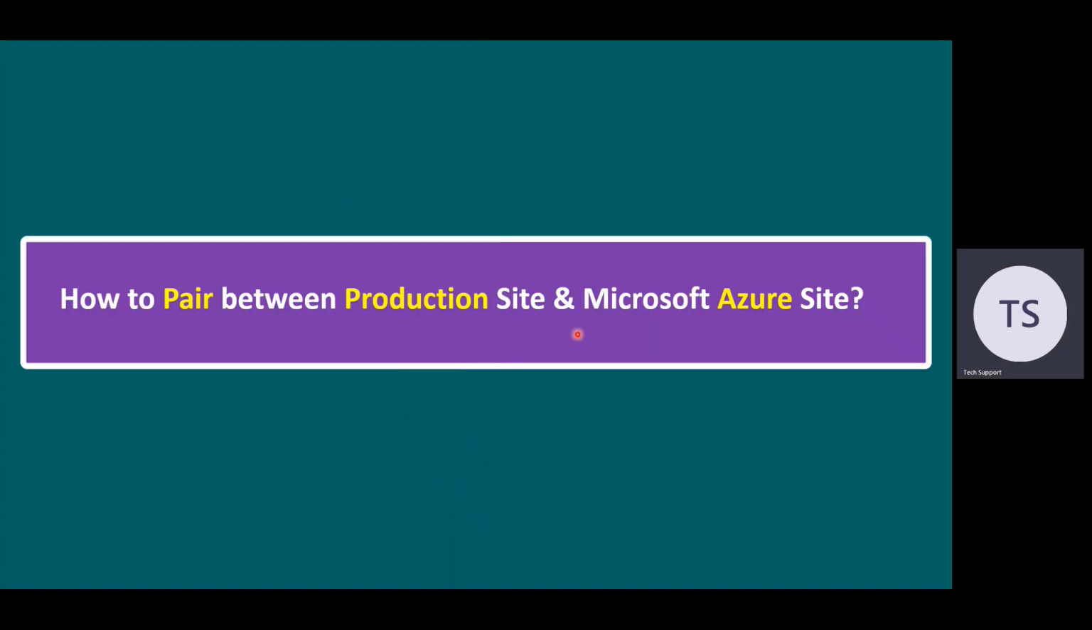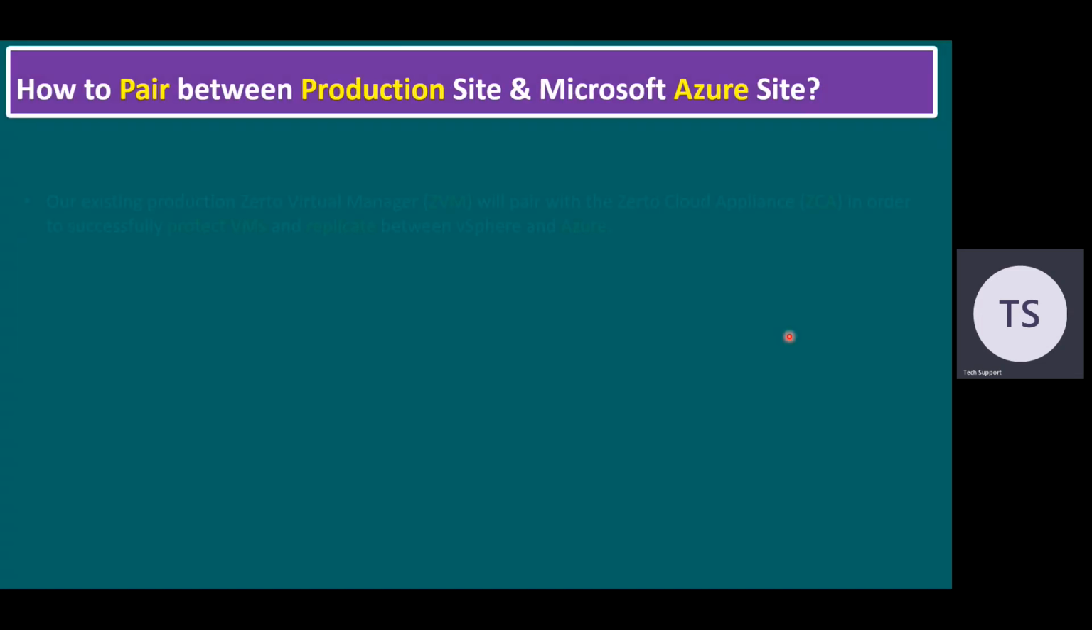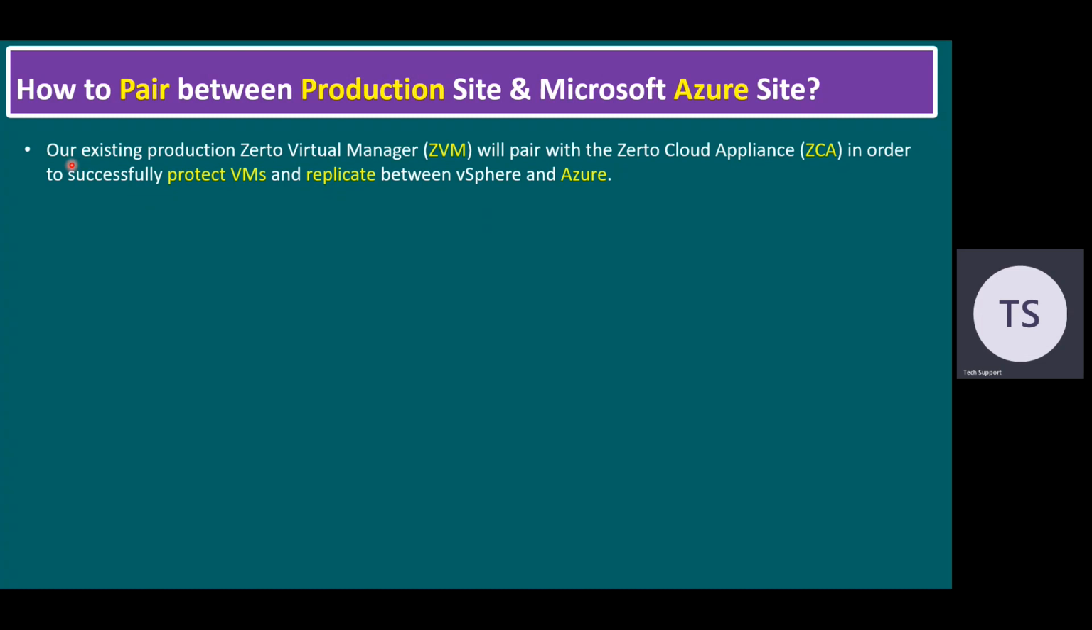So how to pair between production site and Microsoft Azure site means, if you want to pair, the only thing is our existing production JATO virtual manager. This JATO virtual manager can be run on vSphere environment, or you can run on a Hyper-V, Microsoft hypervisor environments. So within the environment, the recommendation is first we start with a virtual manager.